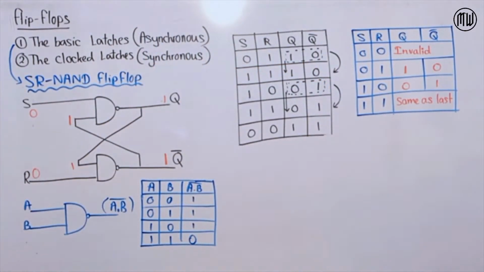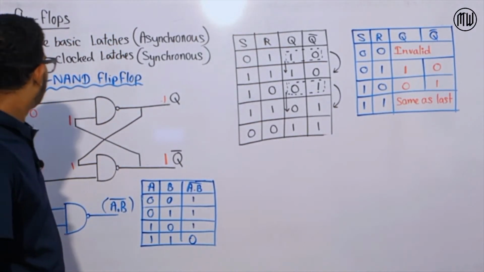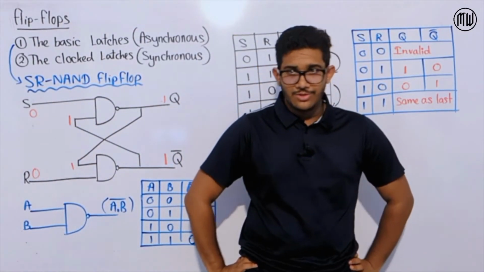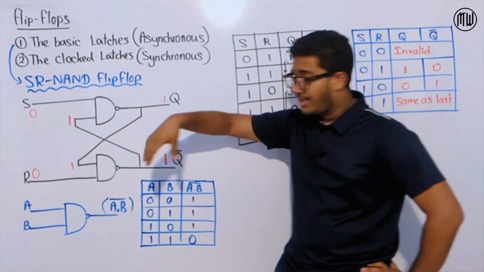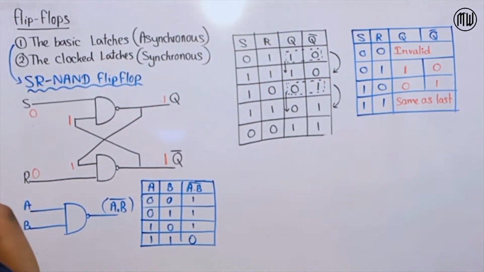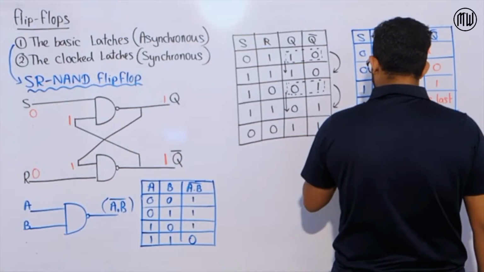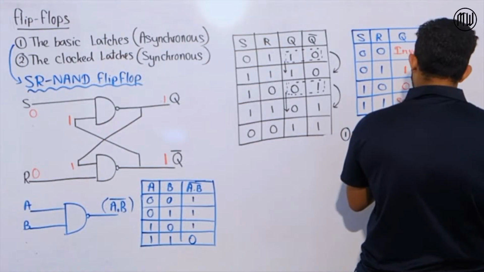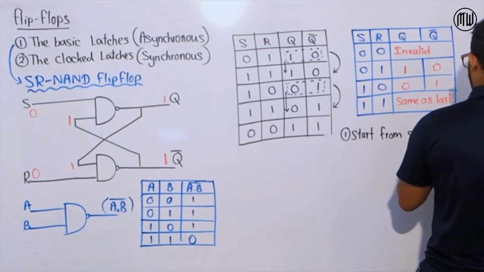Get it? So this is the SR NAND flip-flop. I hope you all actually understood how this entire thing happened, and how we had to put inputs, start from the set all the time, right? You know what, I'll just put some pointers around here. Start from set always.